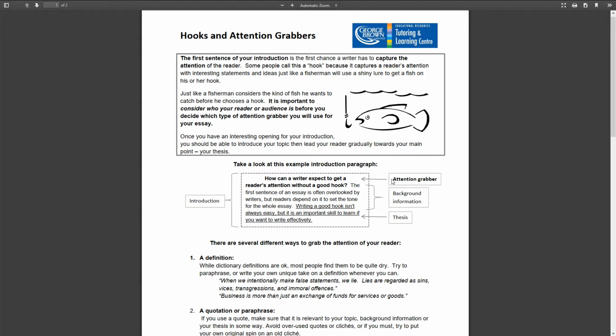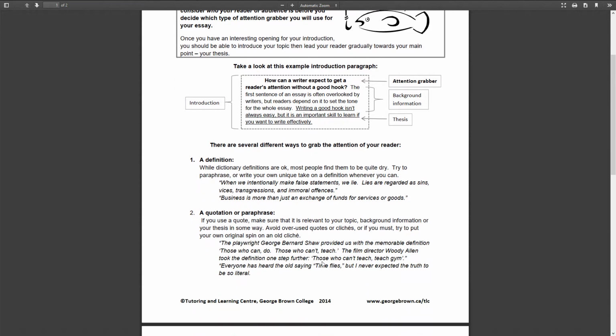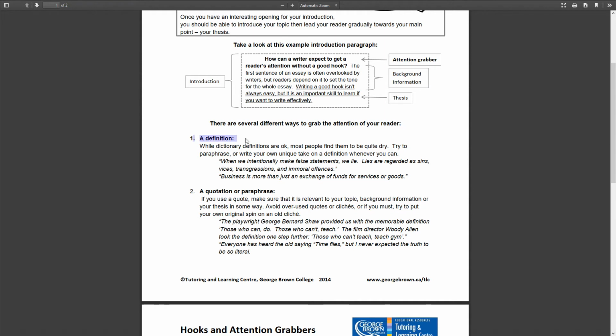So, because I'm the reader, I have a variety of academic hooks or attention grabbers that you can use to start your essay. So as I scroll down here, we're going to look at the very first hook that you can use, and this hook is a definition.